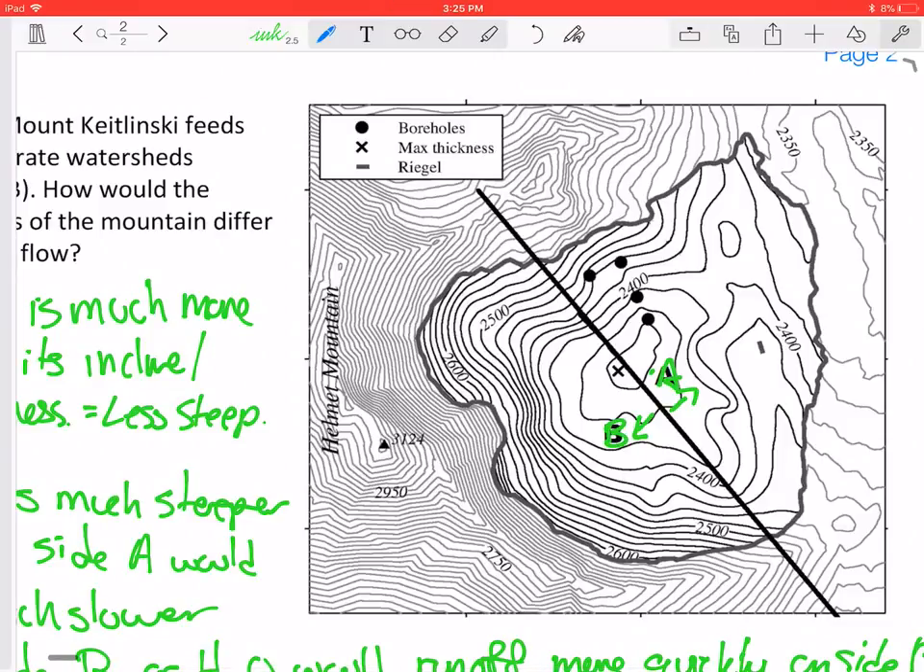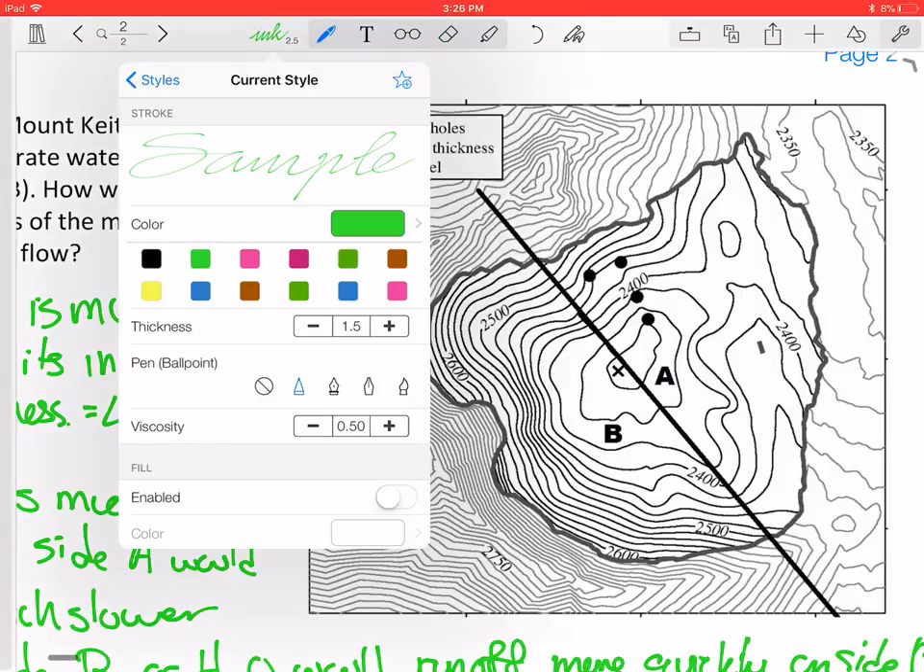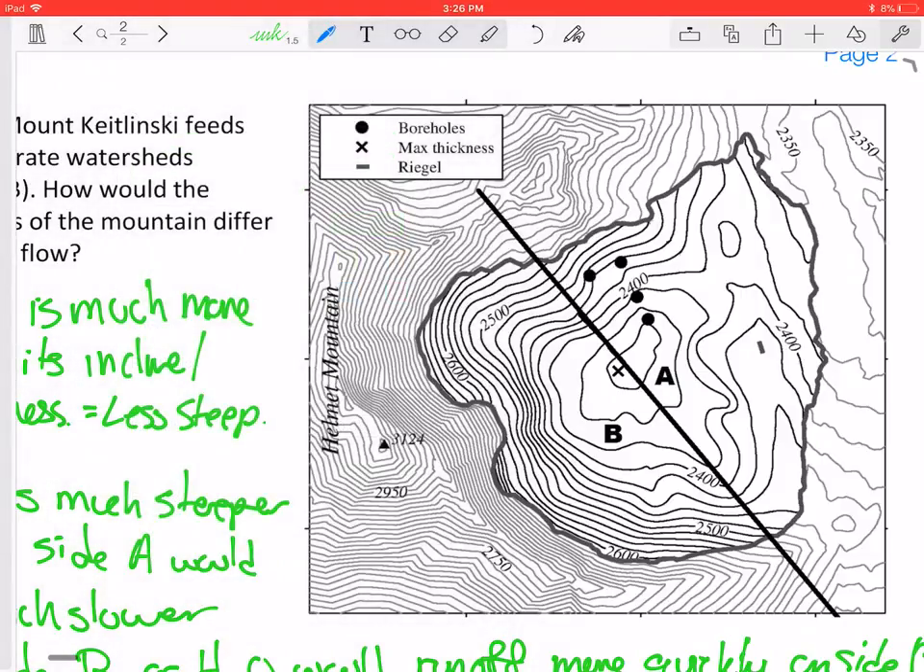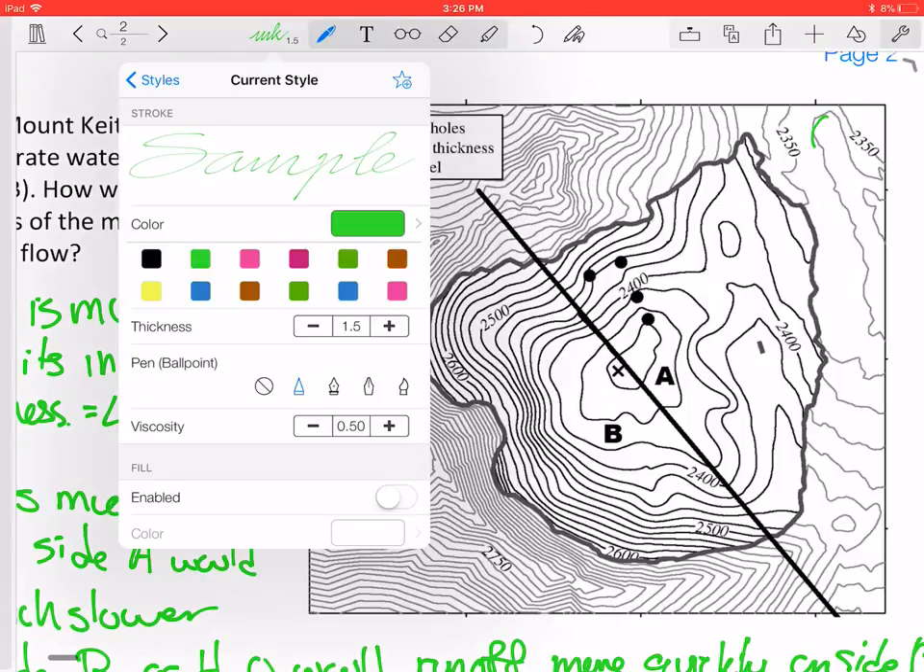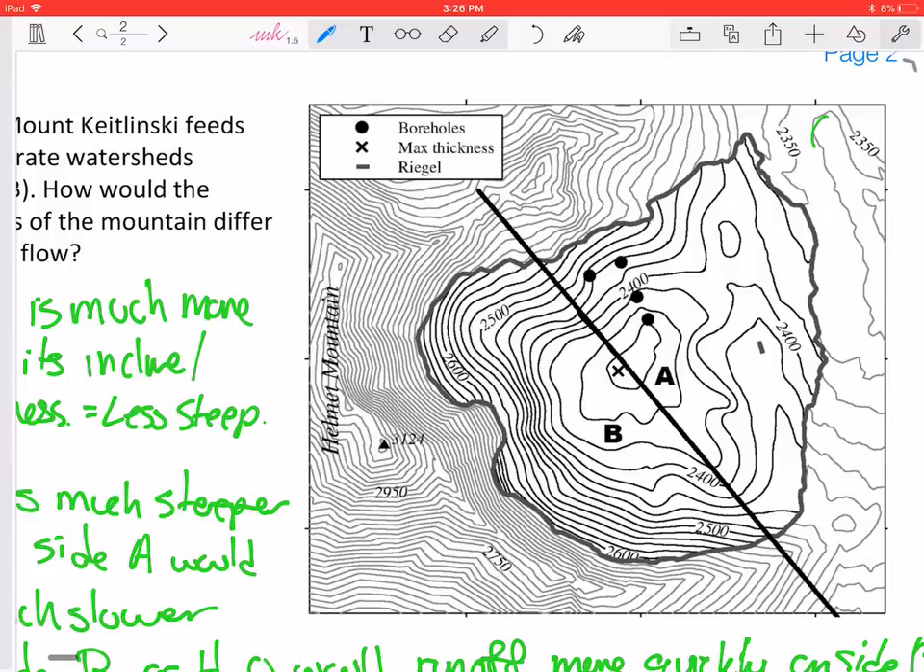So again, looking at our map, and guys, sorry, feel free to pause at any point to make your corrections. But looking at this map here, because you guys will need to do this on the retake. So how we know that side B is steeper, okay, is because these contour lines, okay? And all these lines here, let me change the color of my pen real fast. So all these individual lines here, I'm just tracing in the upper right-hand corner.